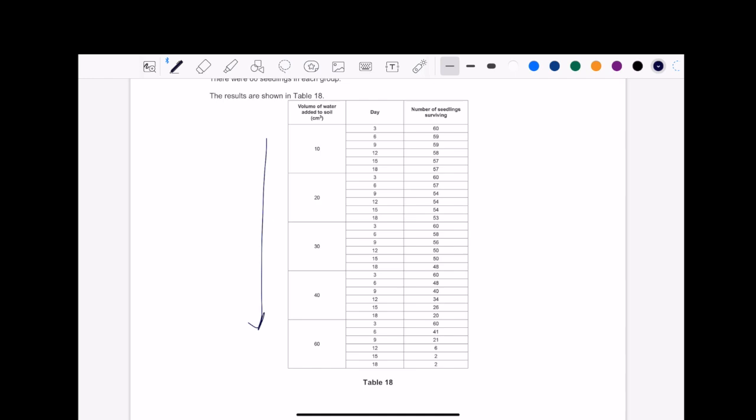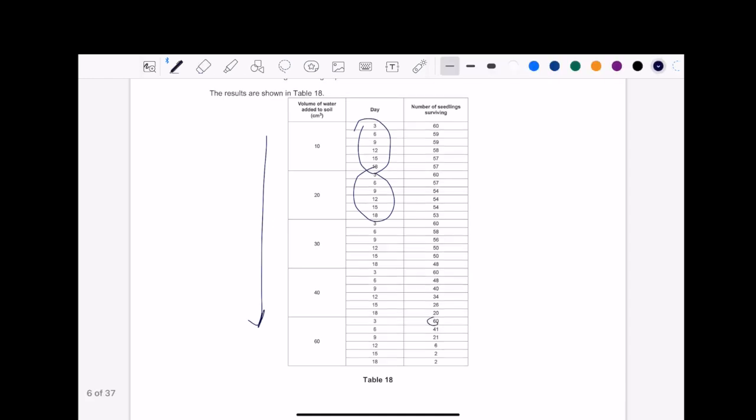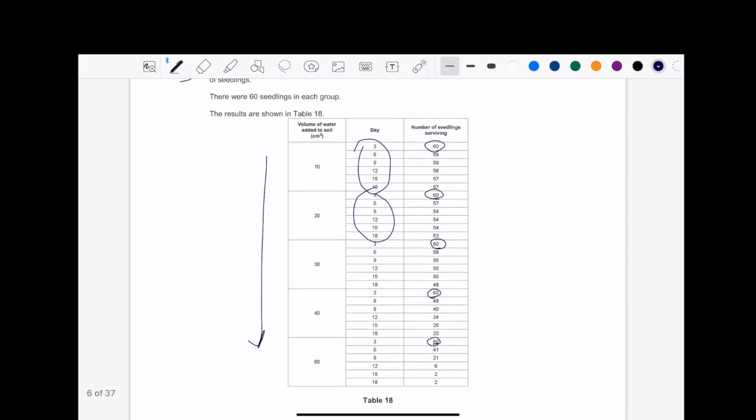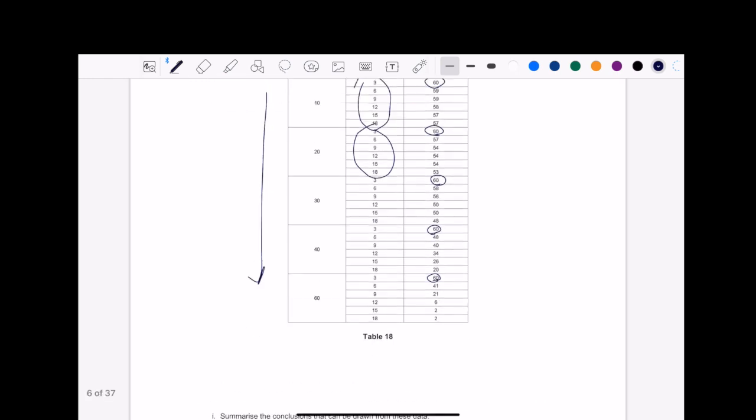Here shows you the volume of water added and it's increasing, and the same amount of days are being tested for each volume, and it just tells you how many have survived. So this indicates the start of each new volume. Okay, this is how I normally like to annotate my tables, because if you don't understand what's going on in the table, then I'm sorry, it's not going to look good in terms of marks for you, because when a table is used, lots of marks will be derived from it. So we need to summarize it.